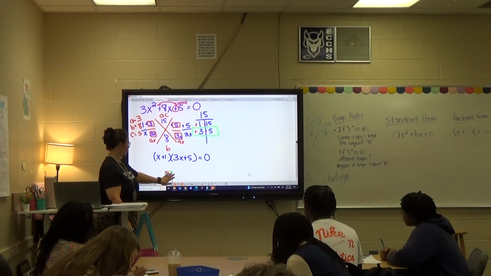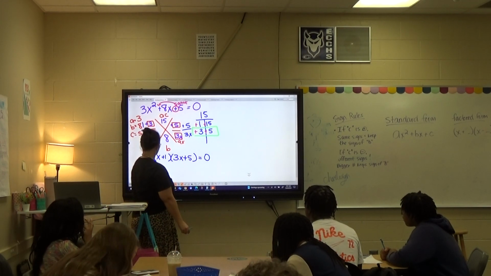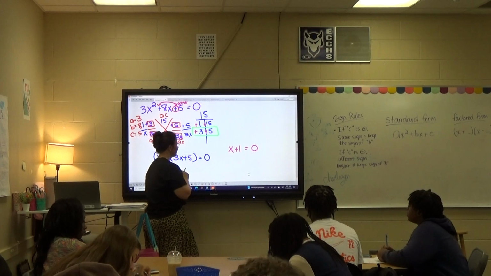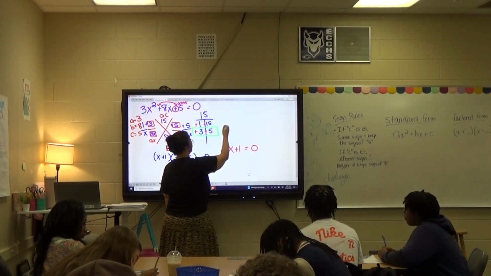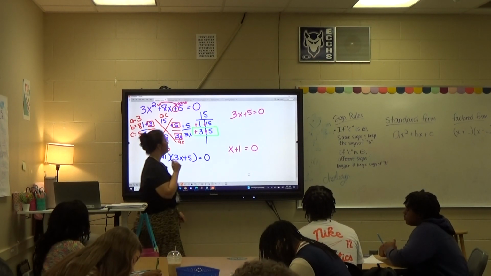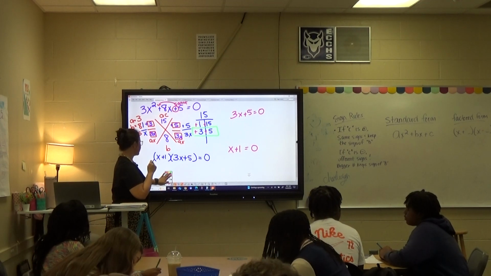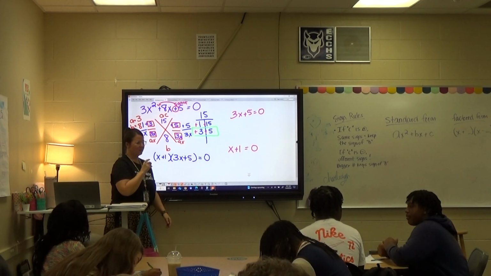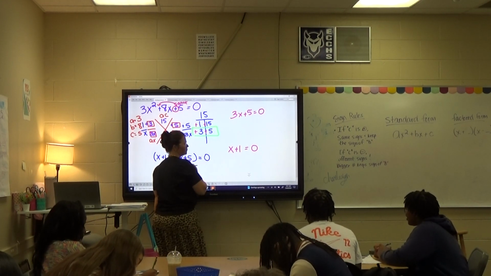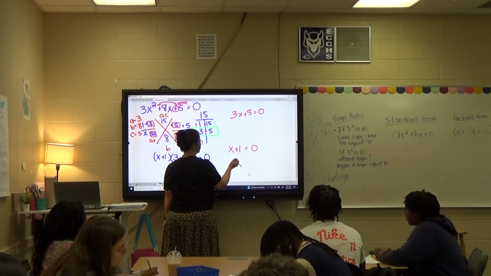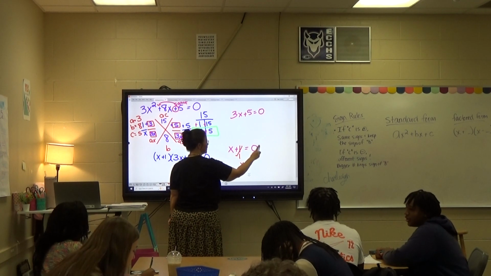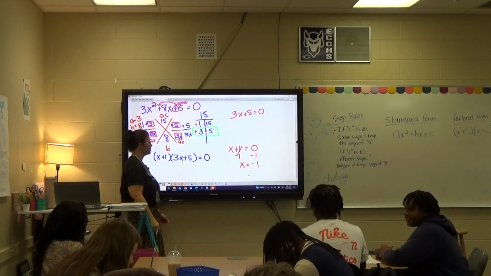Okay? Then we're going to do the same thing. We're going to set each of them equal to 0. X plus 1 is equal to 0. And then 3x plus 5 is equal to 0. Okay? So let's do x plus 1 first because that one is simpler, right? All right, x plus 1 is equal to 0. CJ, what am I going to do first on this one? Good. Subtract the 1 from both sides so that I can cross that off, copy my x, and calculate 0 minus 1 is negative 1.